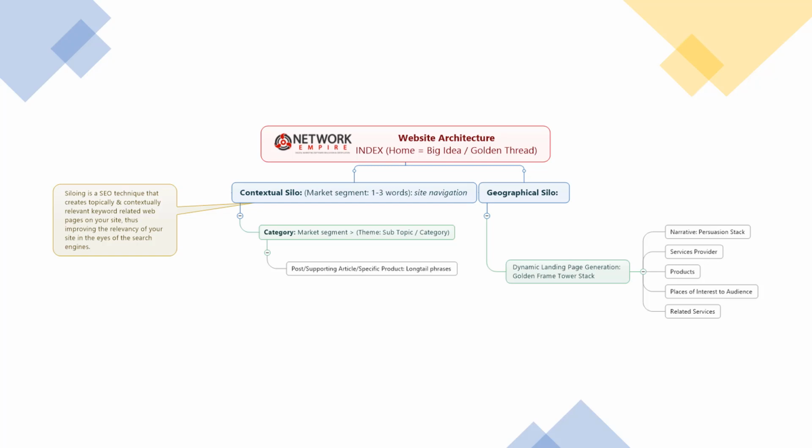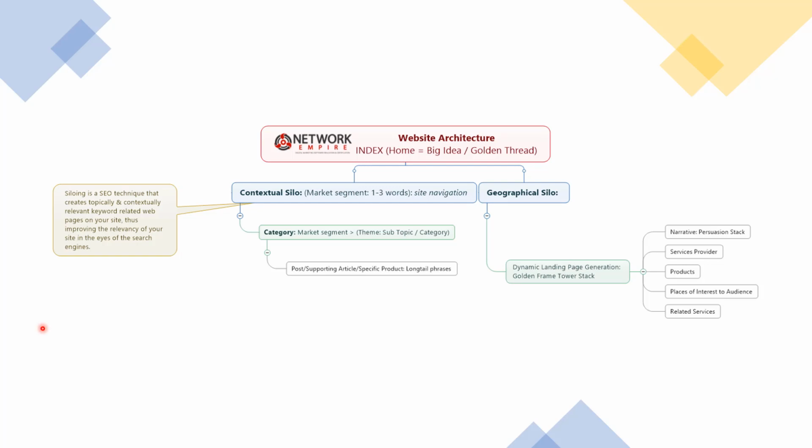So what we're going to do today is show you guys how to use our hybrid system, where we essentially have our index, which is the homepage, the big idea. Then we've got our contextual silos. These are the information-based topics that we can use. And then obviously we've got the second silo, which is the geographical silo. And this is where the Magic Page is going to come in.